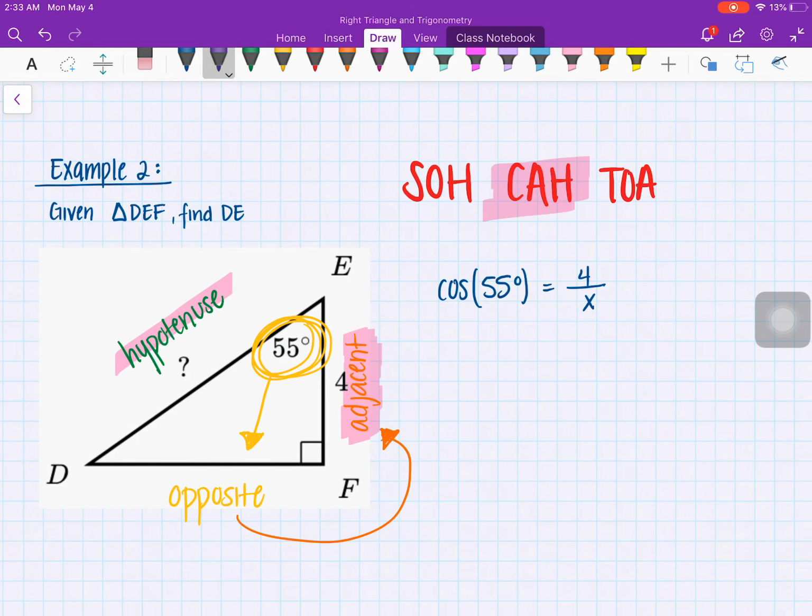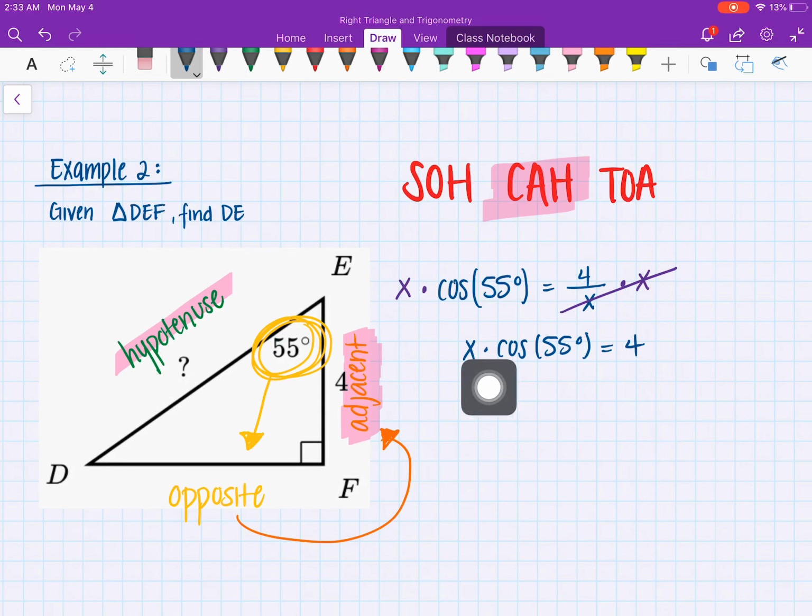Our goal in this case is to isolate our variable, our x. So I'm going to do the opposite, which is multiply by x to both sides, because I want to bring my x to the top. I don't want to have it on the bottom. So this cancels out our x's, and we have x times cosine of 55 degrees equals 4.